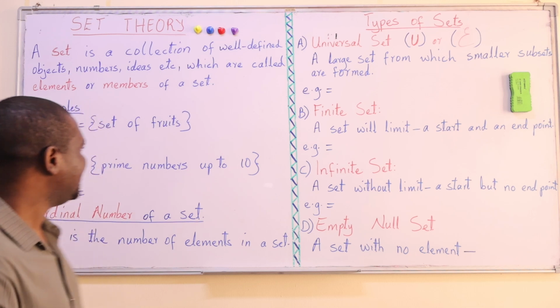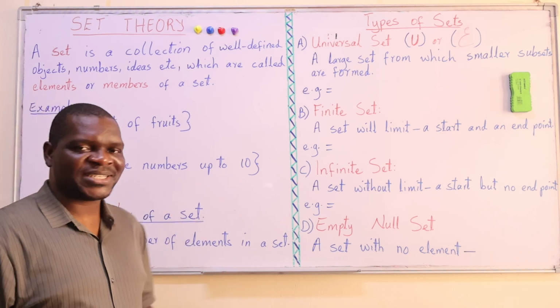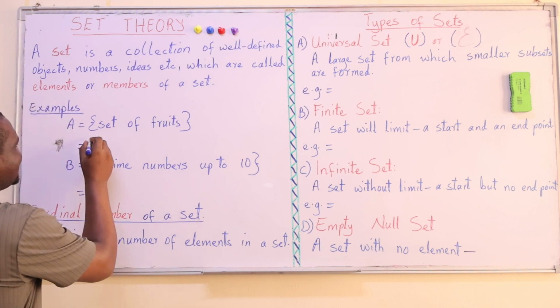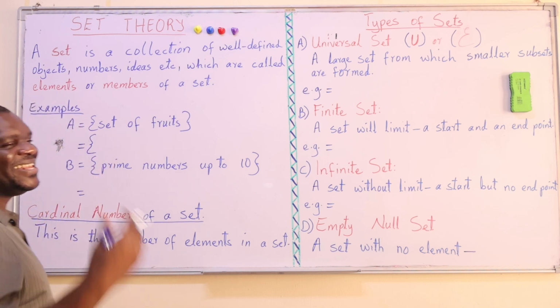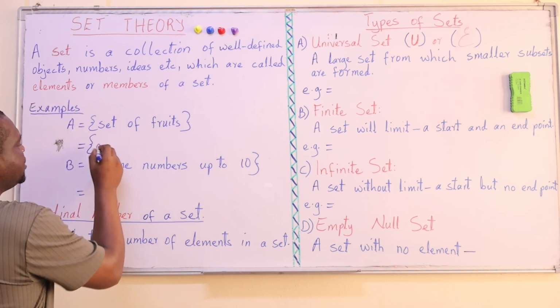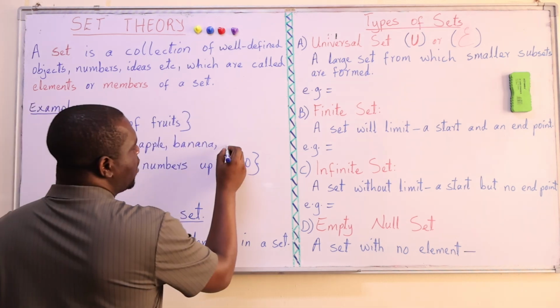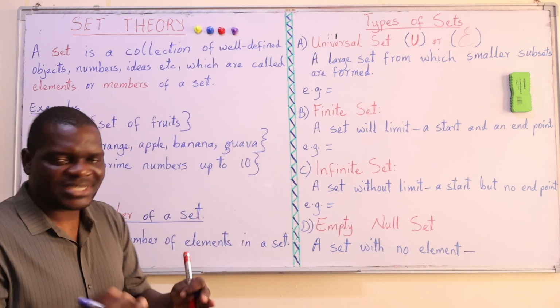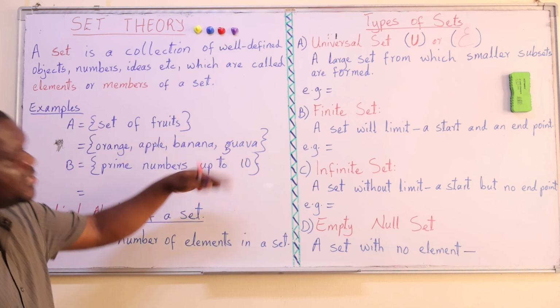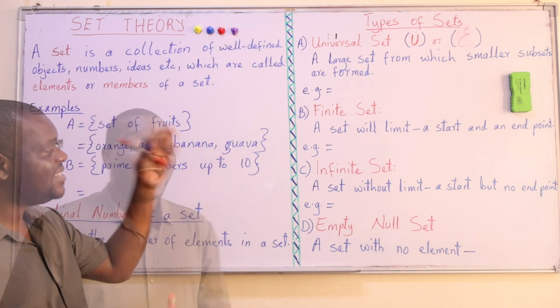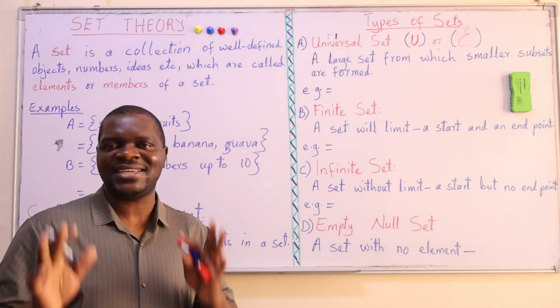With this understanding, let us try to come up with some examples. Here we have a set of fruits. In this set, we simply list the fruits that we know. So we can talk of orange, apple, banana, guava, and the list continues. You must have noticed that if we continue to list, we will list and list till the kingdom comes. This is what we call an infinite set.